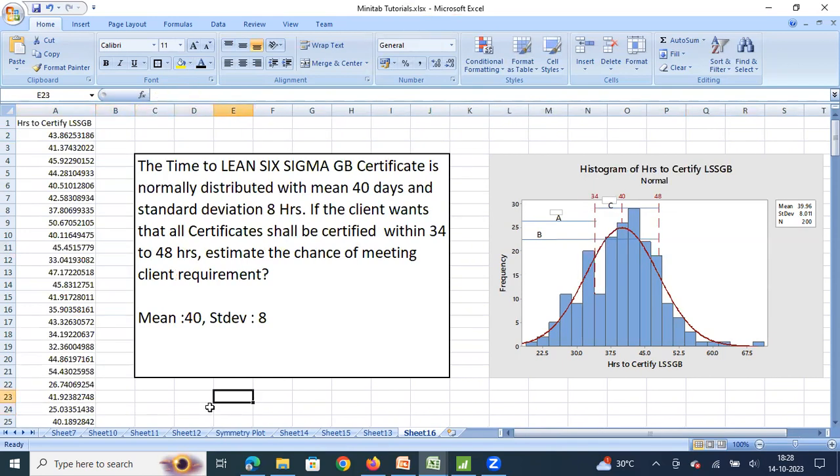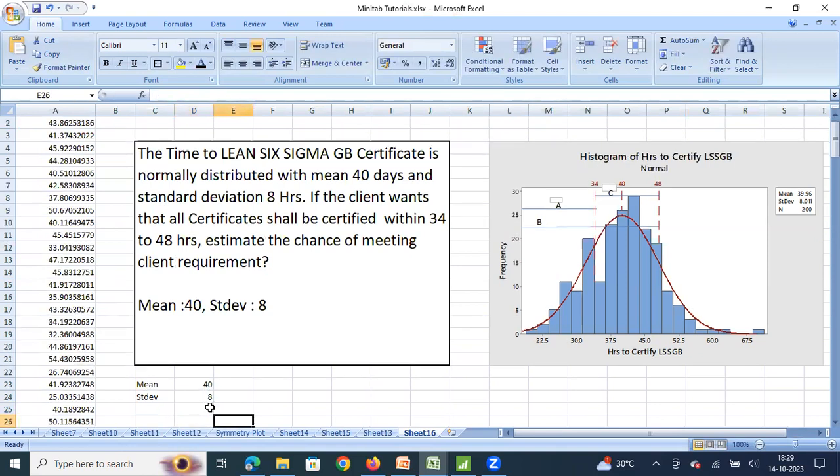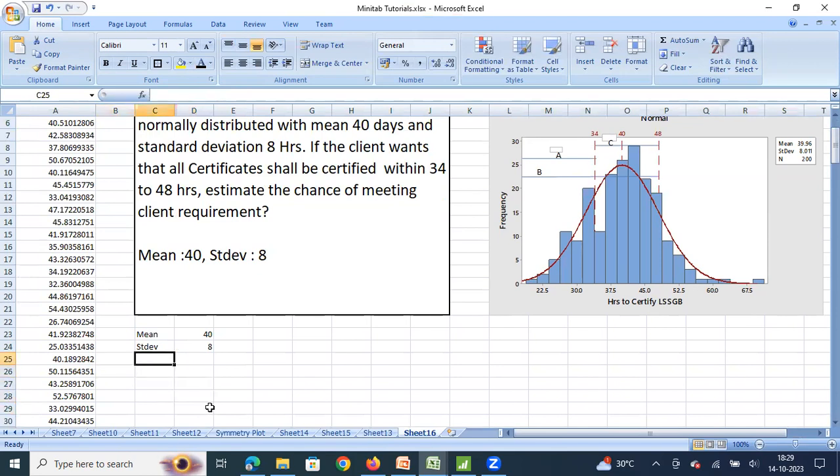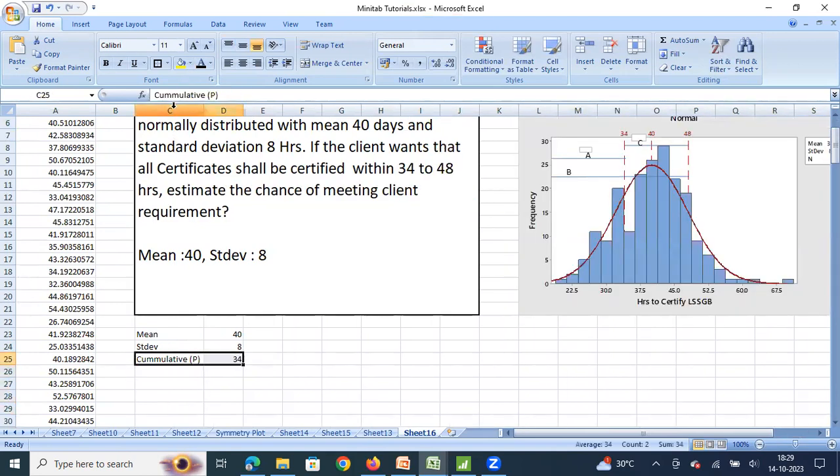There are different ways of doing it, but I'm going to teach you the very easiest way in Excel. Before that, we will enter a few values here. So mean 40, standard deviation 8, and we want to know the cumulative probability. So I'm going to use the word CP, cumulative probability for 34, cumulative probability for 48, and then the difference between these two is what we really want.